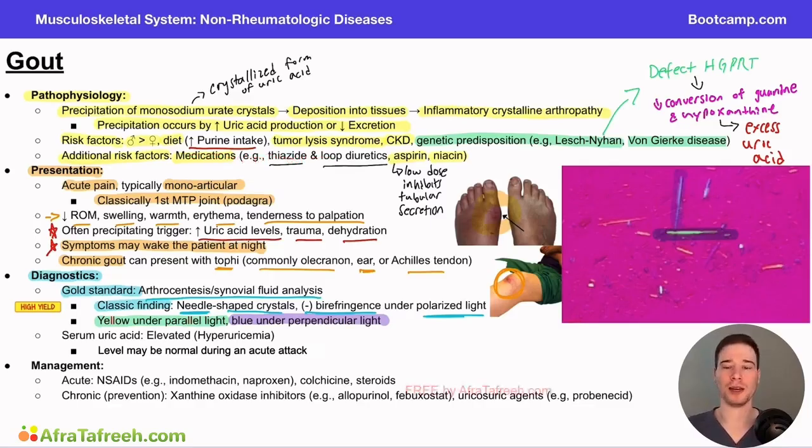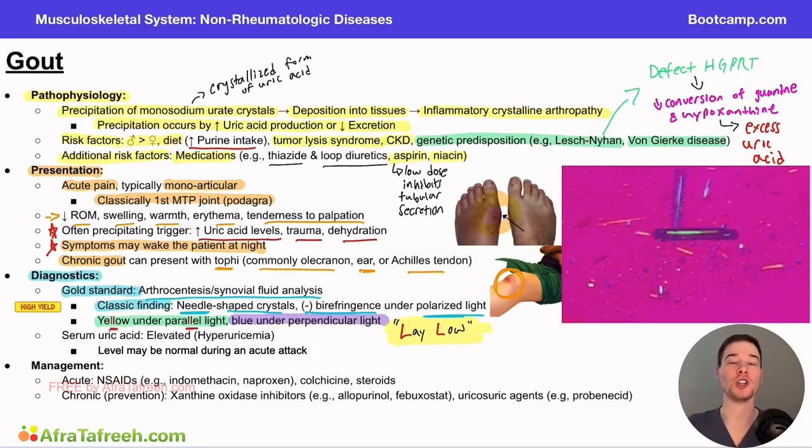If you notice, under the yellow, I highlighted the double L in red along with the parallel light, and that is to remember that the yellow with parallel, right, the two L's go together, or sometimes the memory aid is that the crystals are yellow when they lay low, and yellow when they lay low makes sense because, again, we have a crystal that's laying low, if you will, that is yellow under polarized light. So just a little memory aid to keep it straight in your mind.